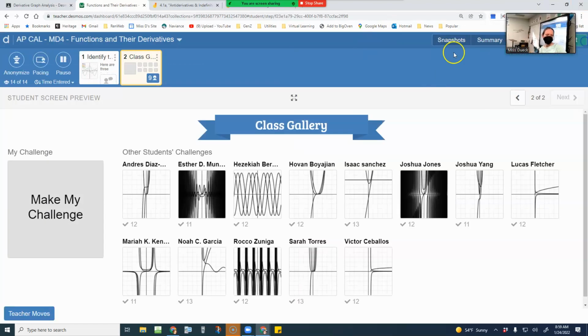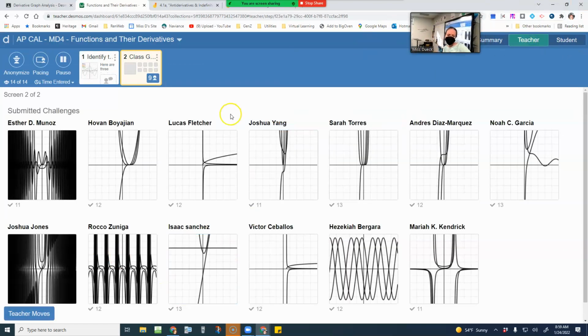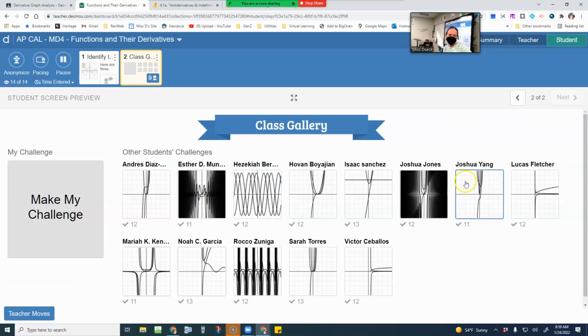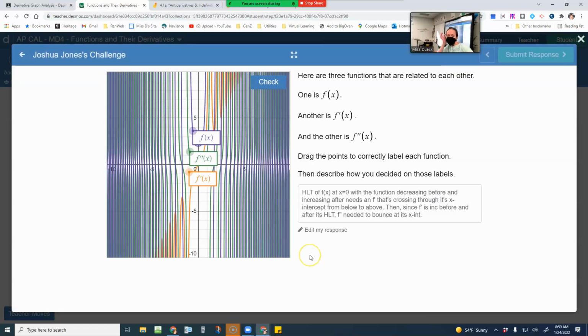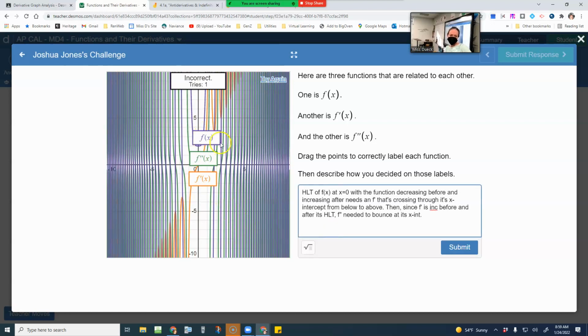Struggle bus. Can I be a teacher for a second? I think I can. Can I do that and go to Josh Jones? No, that's not going to work. Struggle bus. Oh, I love this one. Can I check it? No. Oh, bummer. It's not letting me get it out of there.